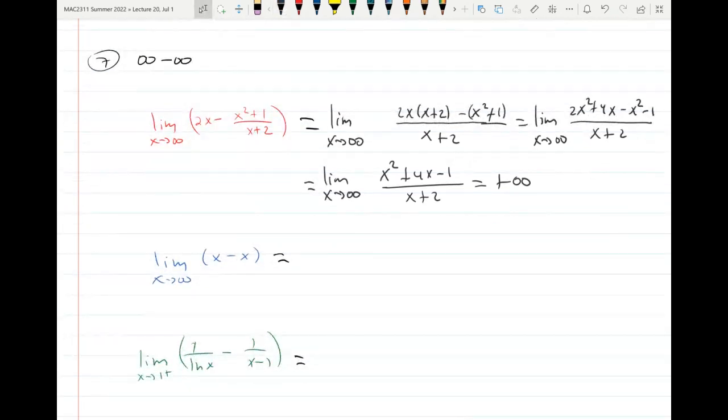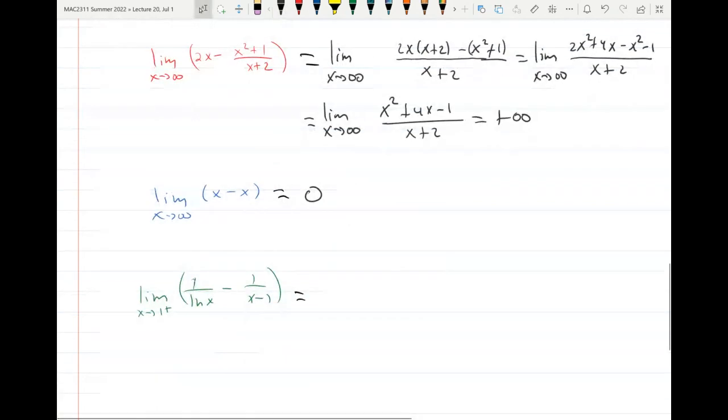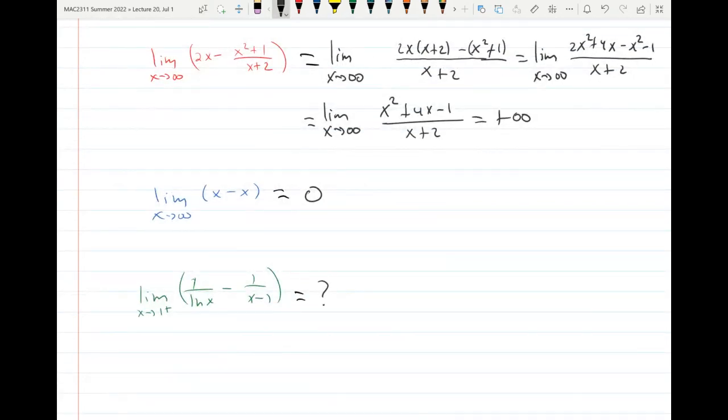Now our blue limit is a silly one, right? Infinity minus infinity. But of course, you have x minus x. So this is just 0. So we can see how we have these two limits. They both have the form infinity minus infinity, but they yield different results. Again, we would like to deal with something like this green limit as well.